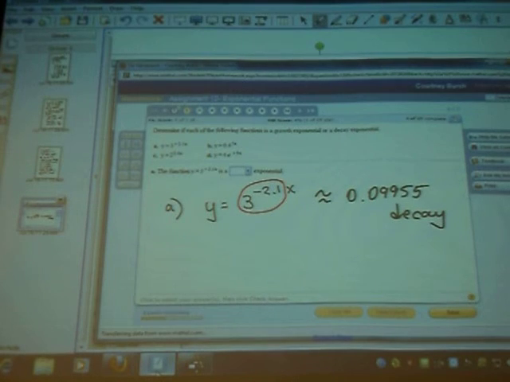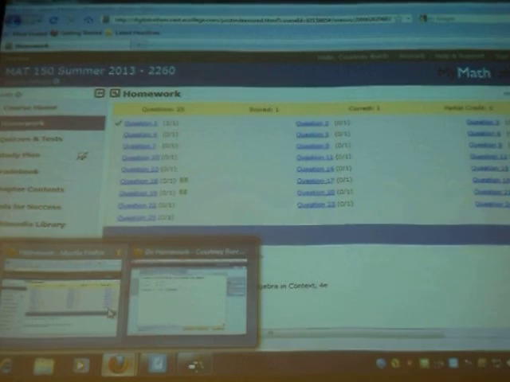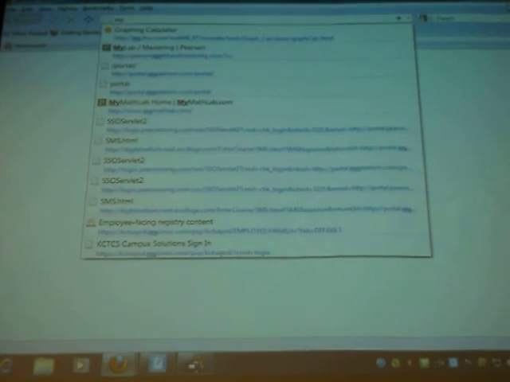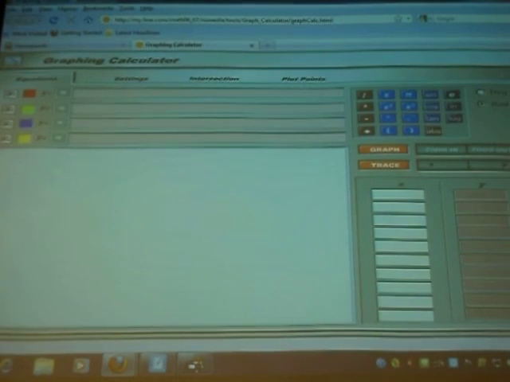Now the other way you can think about that is you can look at your graph. Let me find my graphing calculator here. Okay? Now remember, when you put that in the calculator, you've got to put parentheses around the entire power. So I'm going to do 3 raised to the power parentheses negative 2.1x. You've got to tell the calculator that all of that is the power, or else it won't understand.